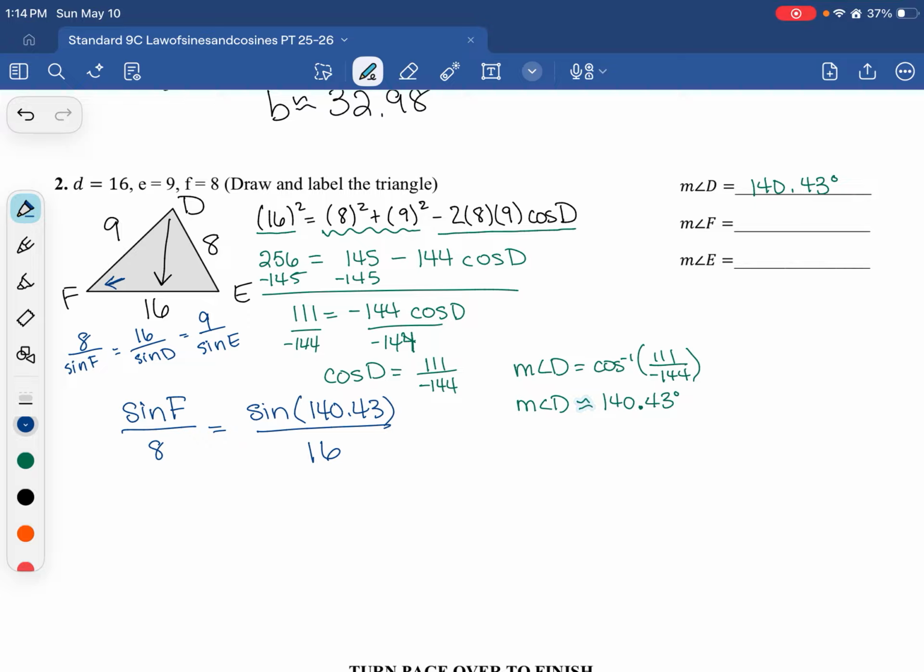I'm going to multiply both sides by 8. So I'm going to have sine of f equals 8 sine 140.43. I am using parentheses to make sure to reinforce that idea right now because my brain is going a little bit forgetful. So sine of f equals that number. So what I'm going to do is I'm going to find measure of angle f equals sine inverse. And I'm not going to find that as a decimal. I'm going to leave it as a fraction.